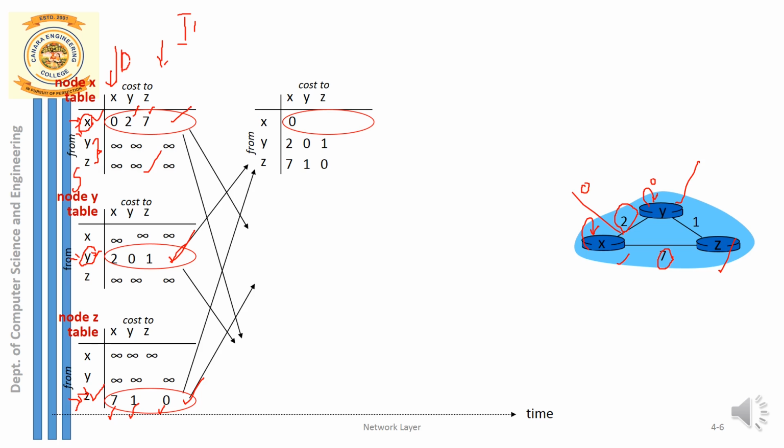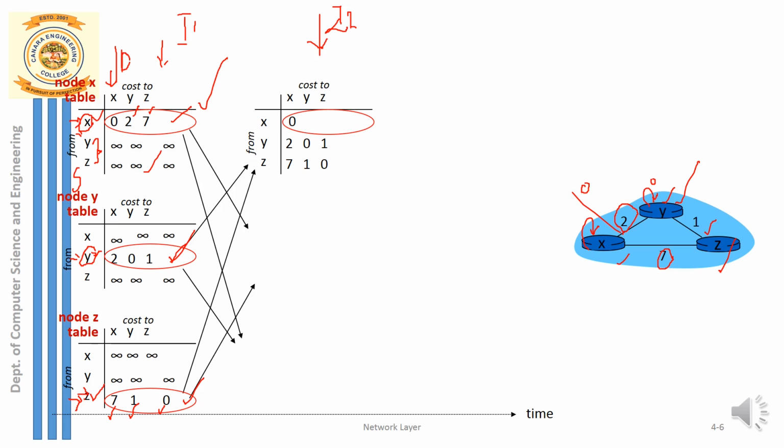So what do we do in the next iteration? Iteration 2 continues. As our Bellman-Ford algorithm says, every node should share its information with its neighbors. First, node x will share its information with its neighbors. So who are the neighbors of node x? It's node y and node z.